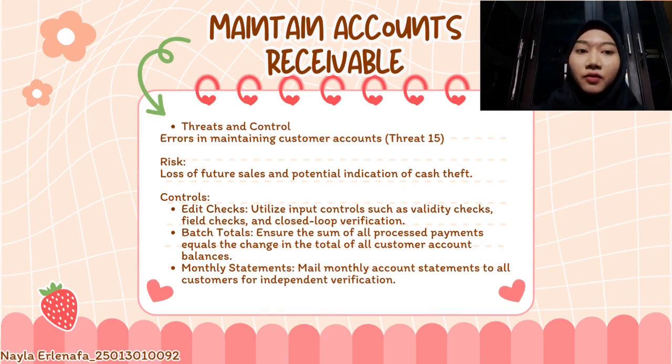To keep the data safe, companies use three main steps. The first one is data entry edit checks. It uses checks such as validity checks and closed loop verification to minimize customer account data input errors. And the second is batch totals, which are used to detect posting errors by matching payment amount with the change in account balance. And the last is the monthly statement, sending monthly account statements to customers as a form of additional independent check.